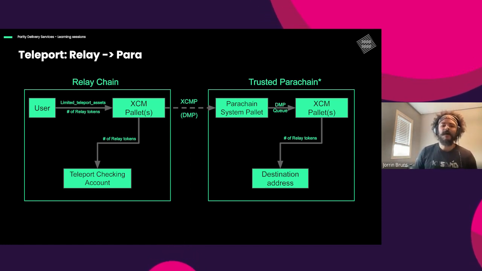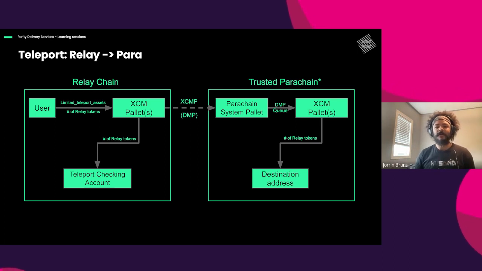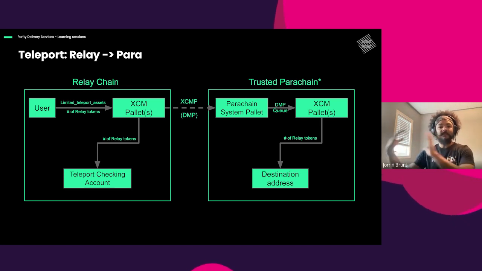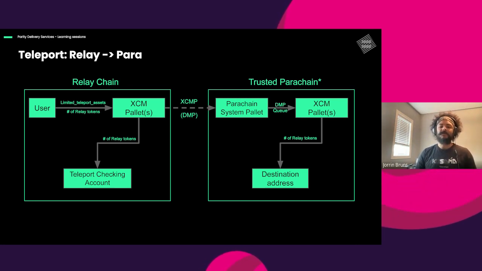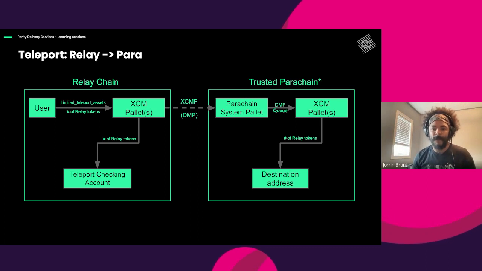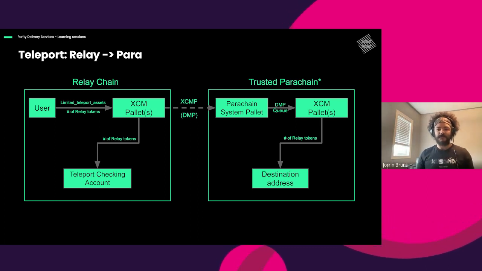At the same time, we're going to use the XCMP protocol to forward this message across space and time to reach the trusted parachain through the Parachain System pallet. And it's going to take that in and say, okay, I'm seeing there's a message here. Let me handle this by passing it to the downwards message queue, which interacts again with the XCM pallets living on this trusted parachain. And it says, okay, I know what to do with this. And it then creates those tokens and places them into the destination address.